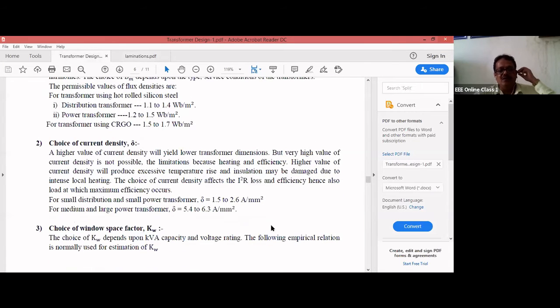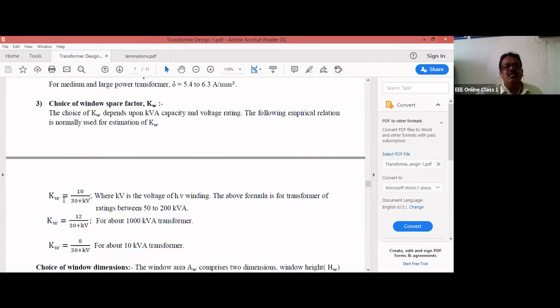What would be the value of window space factor? We'll calculate. So KW is equal to 10 divided by 30 plus kV, where kV is the voltage of the high voltage winding, the voltage rating of the high voltage winding in terms of kilovolt. So KW is equal to 10 by 30 plus kV. This formula holds good for the transformers operating at what?